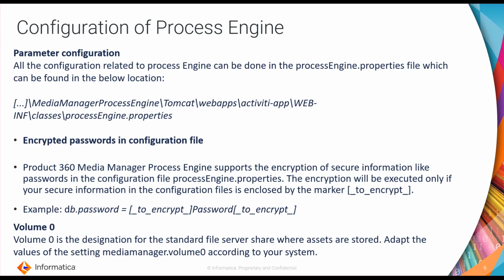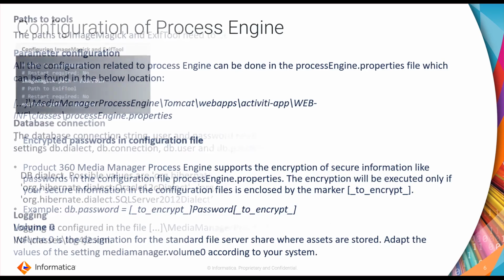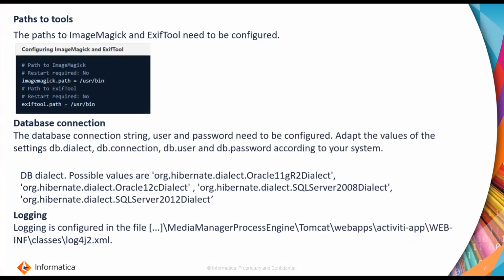Volume 0. Volume 0 is the designated standard file server where all the media assets are stored. This volume 0 is the same path that we have configured in the administrator module. Path to tools. Under this, we define paths for ImageMagick and EXIF tools, which will be used for various image conversion purposes by the Process Engine tool.